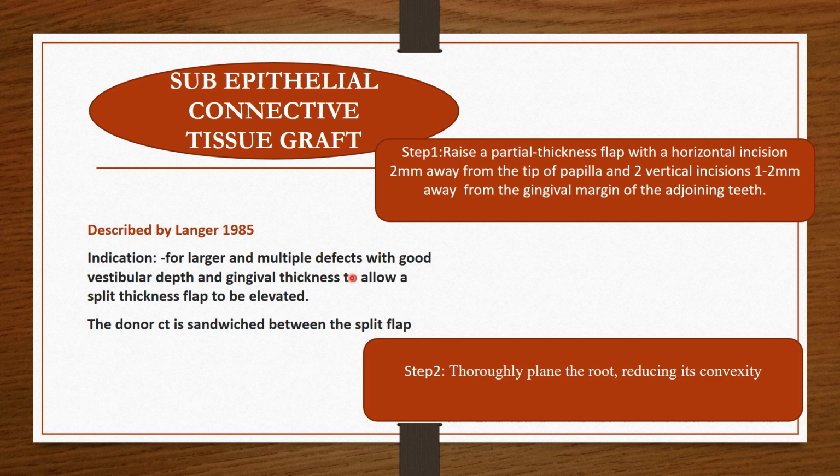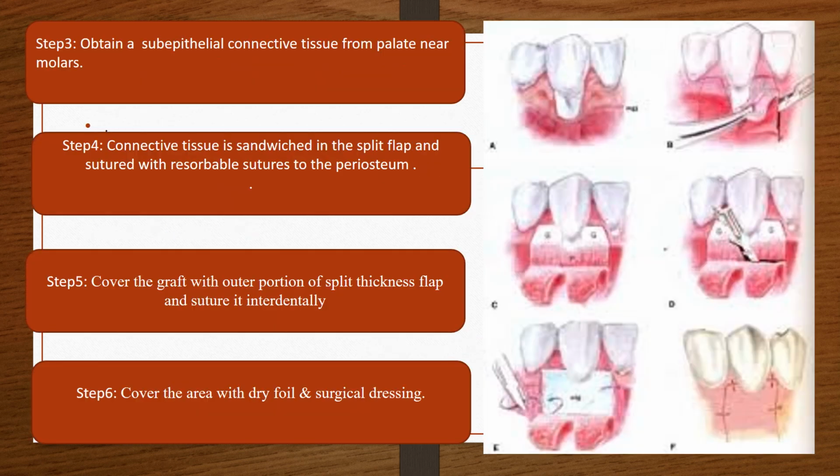The first procedure, step 1, is to raise a partial thickness flap with a horizontal incision 2 mm away from the tip of the papilla and 2 vertical incisions 1 to 2 mm away from the gingival margin of the adjoining teeth. So you can see that this is the area where we have to do the partial thickness flap. You can see that.